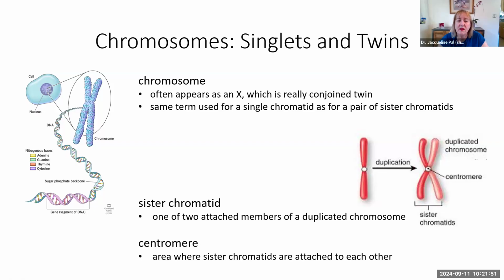What you notice in the middle of each chromosome, there's this little area called a centromere. And it's in this centromere, this is the place where the sister chromatids are going to be attached to each other. So yes, the centromere does exist in the single chromatid by itself as well as in the duplicated chromosome.